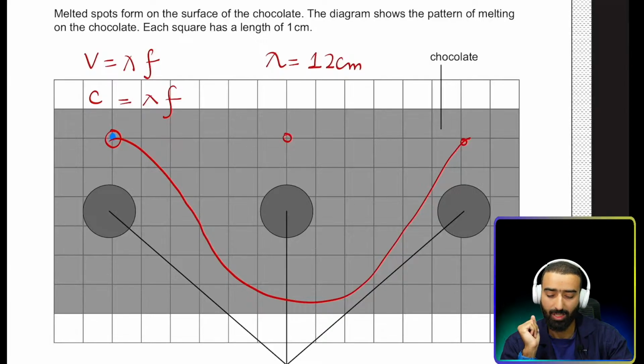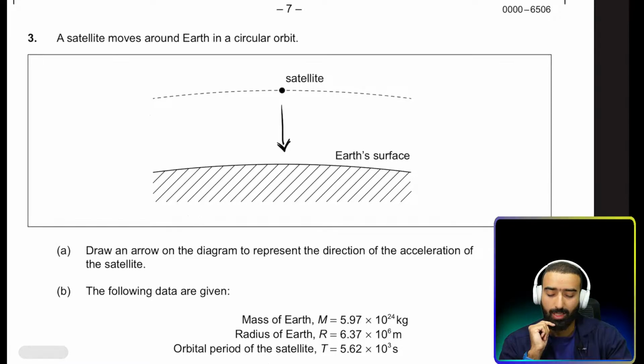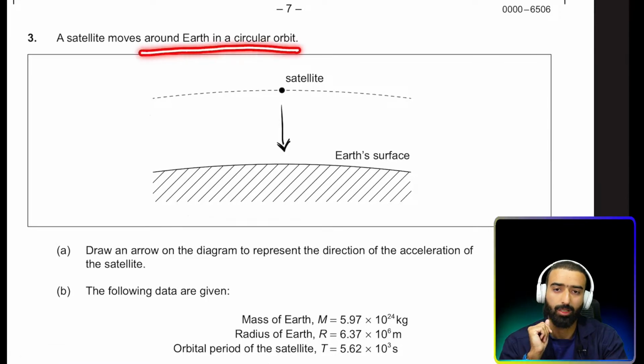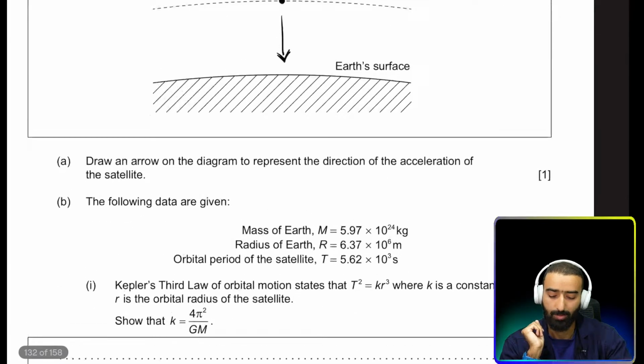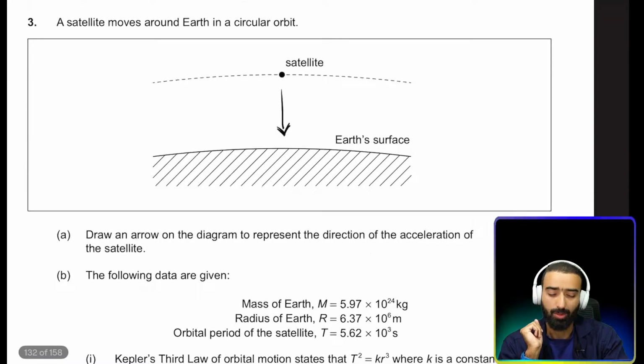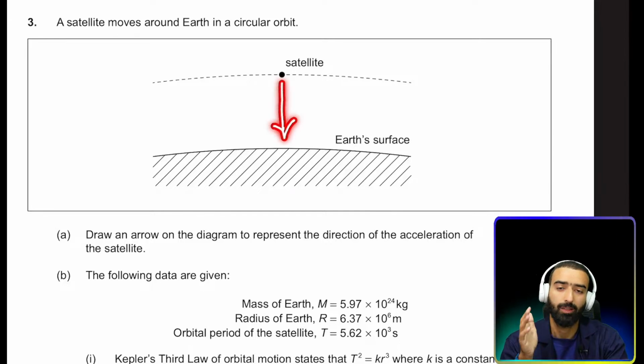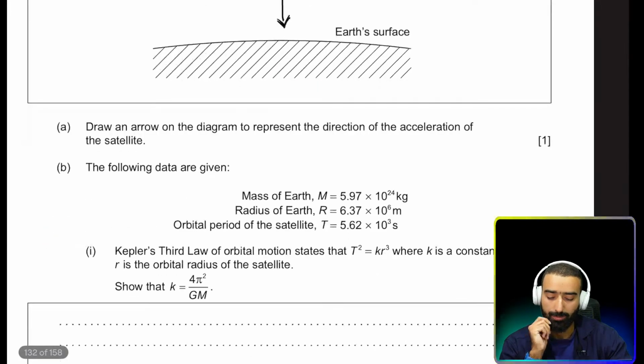All right, let's move on to the third problem. A satellite moves around Earth in a circular orbit. Draw an arrow on the diagram to represent the direction of the acceleration of the satellite. Well, the only force that acts on the satellite is due to gravity, and that points vertically down. If that's the force, that has to be the direction of acceleration. That solves the first part of the problem.